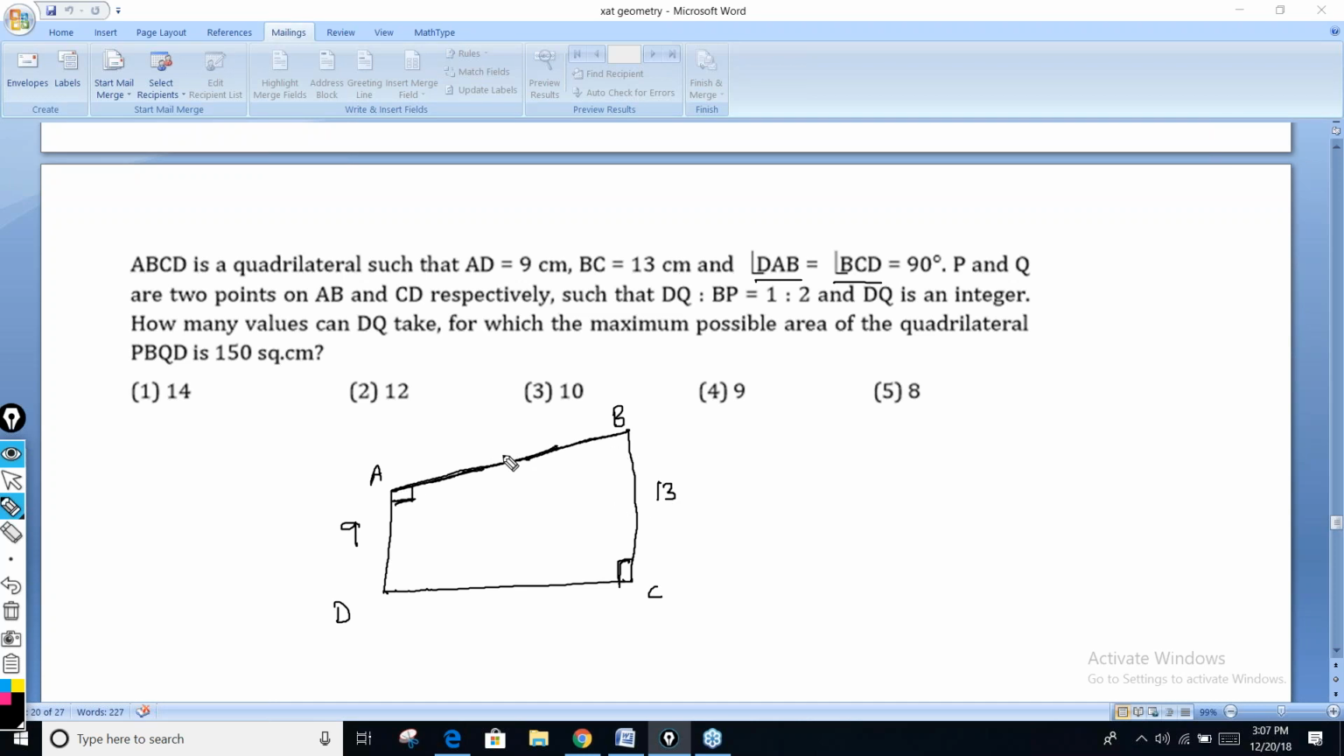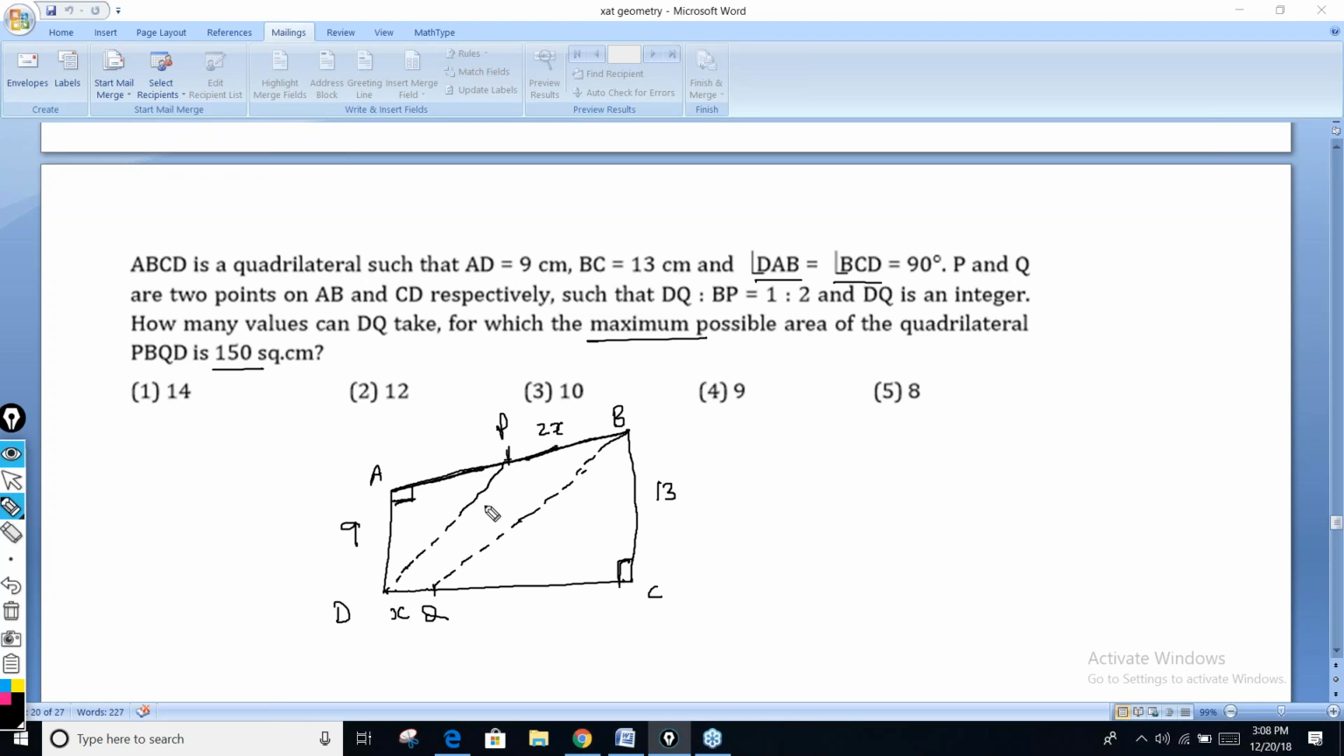P and Q are 2 points on AB and CD respectively, so that DQ and PB is 1 is to 2. So if this is X, this is 2X. DQ is an integer. How many values DQ can take for which the maximum possible area of the quadrilateral PBQD is 150? PBQD, so join it. That is a quadrilateral PBQD. The area is given as 150, the maximum possible area. So the area will be less than 150.